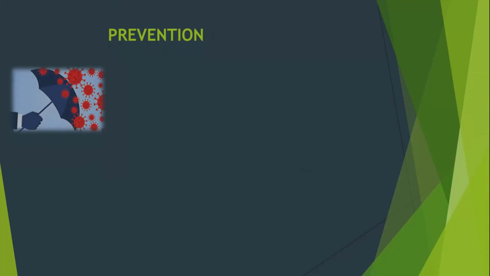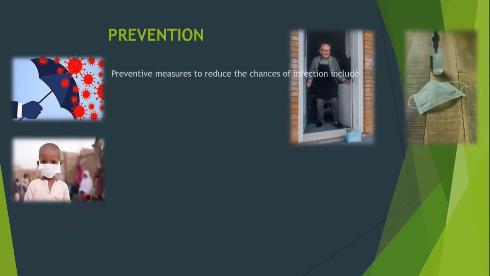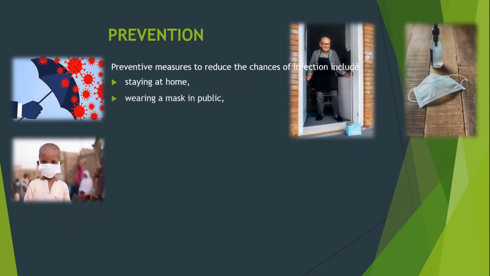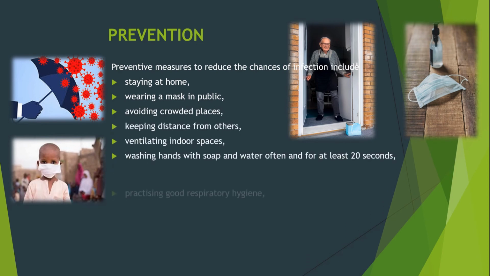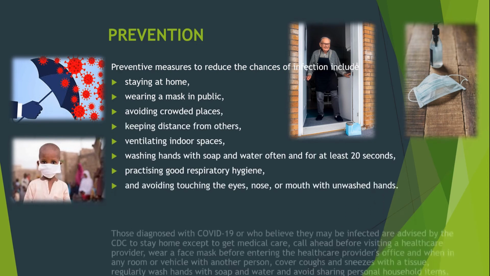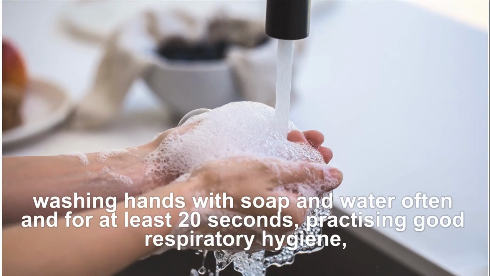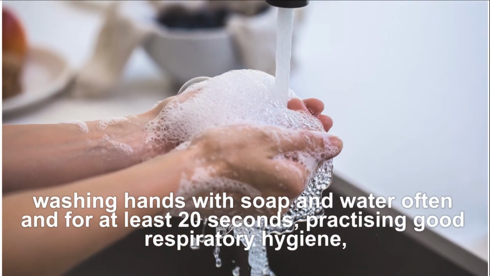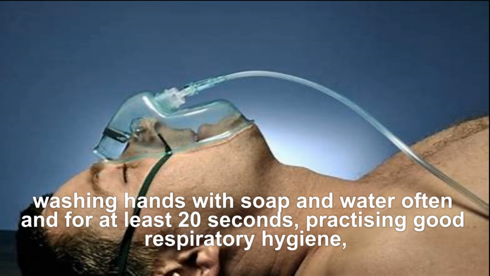Prevention. Preventive measures to reduce the chances of infection include staying at home, wearing a mask in public, avoiding crowded places, keeping distance from others, ventilating indoor spaces, washing hands with soap and water often and for at least 20 seconds, practicing good respiratory hygiene, and avoiding touching the eyes, nose, or mouth with unwashed hands.